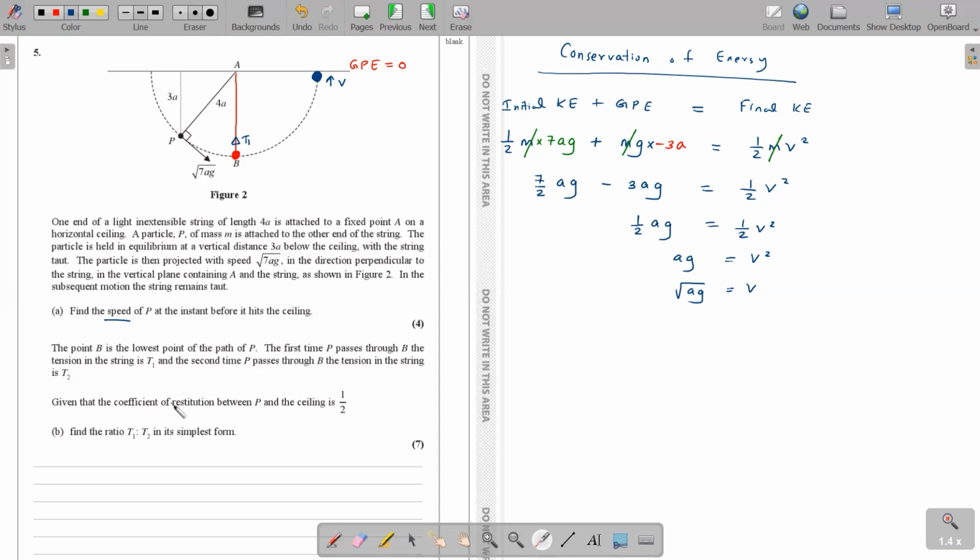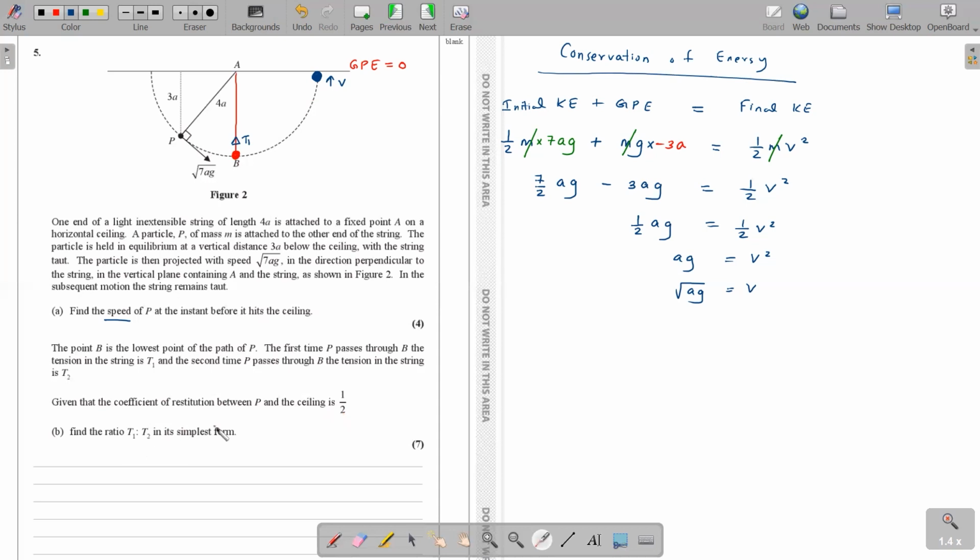So they say that the second time P passes through, the tension in the string is T2, given the coefficient of restitution between P and the ceiling. Do you remember restitution? This is something you learn in M2. When two objects collide, you have Newton's law of restitution, where e equals speed of separation divided by speed of approach. That is given for the collision with the ceiling. They're asking you to find the ratio T1 to T2 in the simplest form.